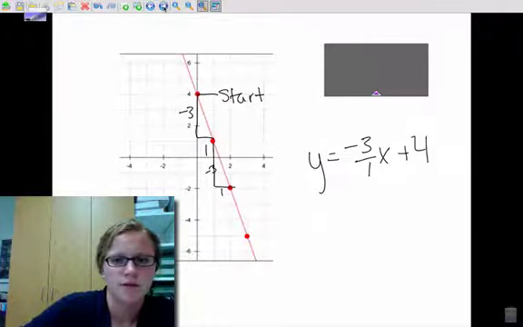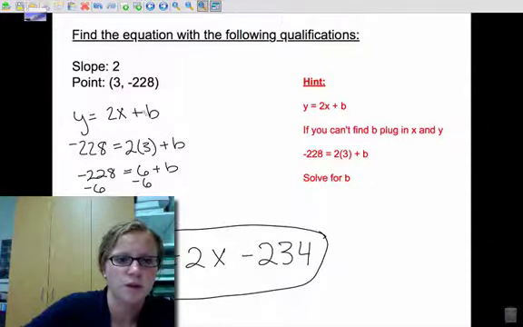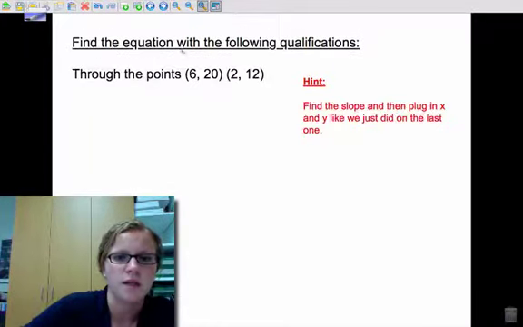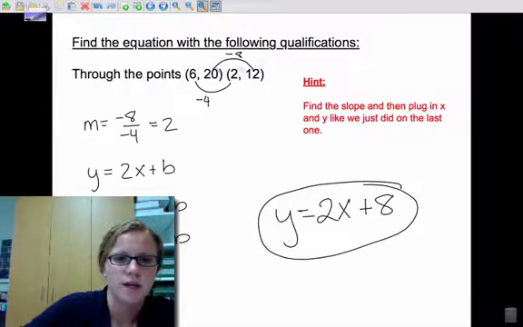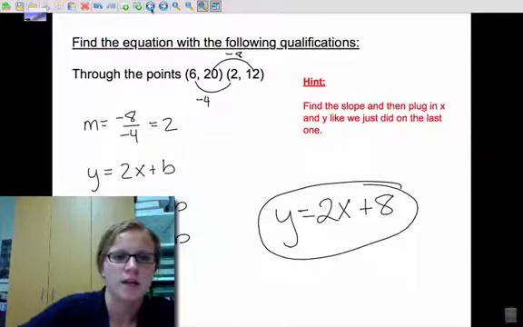Here we have slope and y-intercept, that's negative 3x plus 4. These they should be okay at. This one isn't, again where they need to plug in a point to find b. Here they need to find the rise and the run, find the slope, and then plug in a point to find b. When they are done with that, I have a pink review sheet for them.